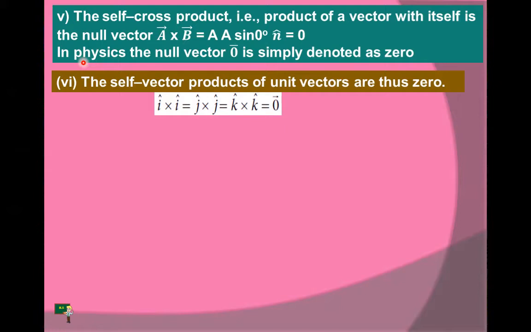Sixth one, the self vector products of unit vectors are thus 0. I cap into I cap, j cap into j cap, and k cap into k cap are all equal to 0.